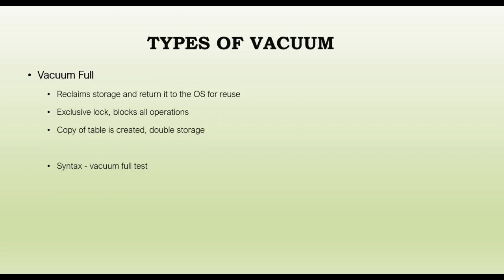First we'll discuss vacuum full. Whatever space or storage we reclaim using the vacuum full command gets returned to the OS level for reuse by the database. It keeps an exclusive lock on the table, and blocks all the operations. While performing vacuum full, what happens in the background is that it creates a copy of the table, and that doubles the storage. This is the kind of limitation or substantial performance issue you can see in the database. While performing this, storage gets doubled. The syntax for using this is vacuum full test, where test is a table name.